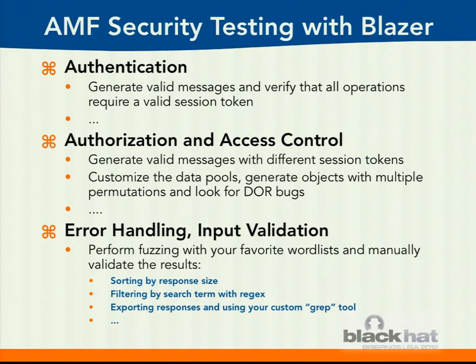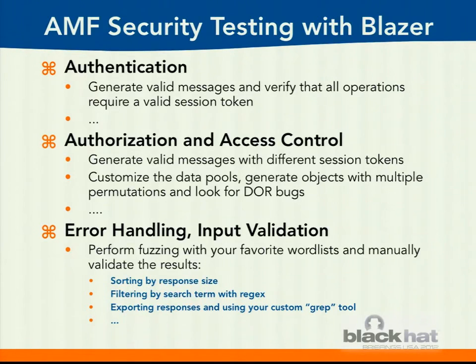In the case of checking for direct object reference bugs, we want once again to build valid objects. We may want, for example, to use a repeater to change the session ID for different sessions and user roles. But we also want to customize the string data pools or integer data pools with values that are relevant for the application.